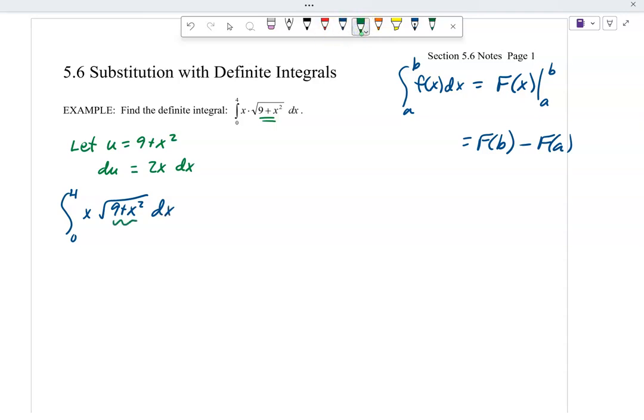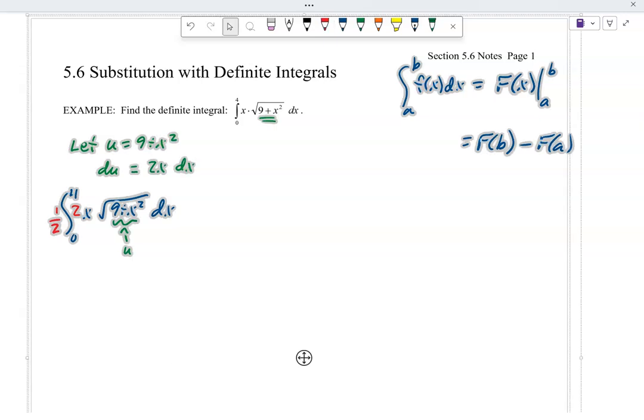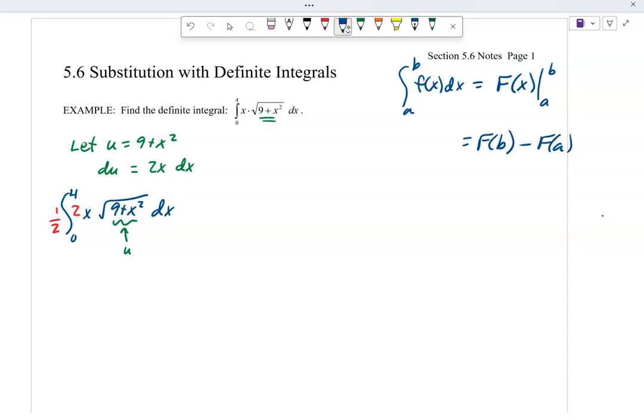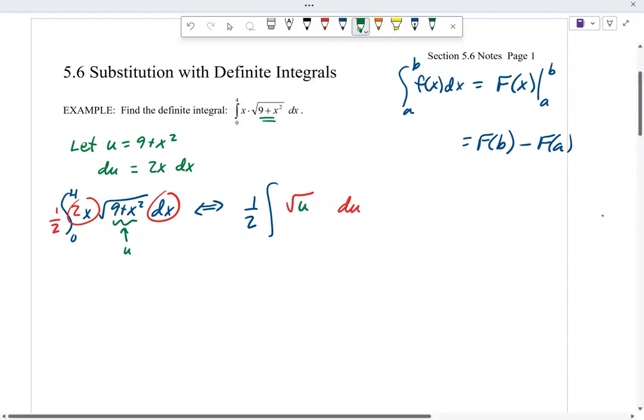Well, our u is right there, so we're going to have the square root of u, and then du is 2x dx. Well, we have an x dx, we don't have a 2x dx, so we can give it a constant. Constants are not an issue as long as we offset them. 2 times a half, of course, is 1. So we've got the integral of 1/2, and then here's our 2x dx, there's our du, and then we've got the square root of u. And we're going from 0 to 4. Now remember, this is x being 0 to x being 4.